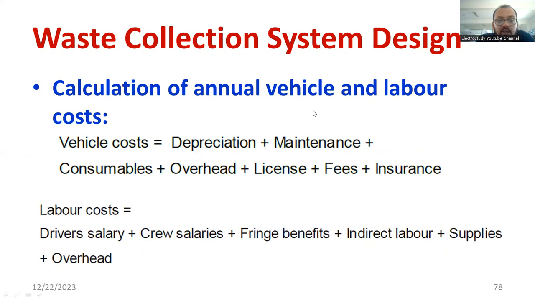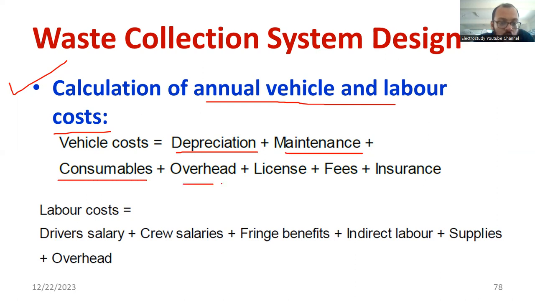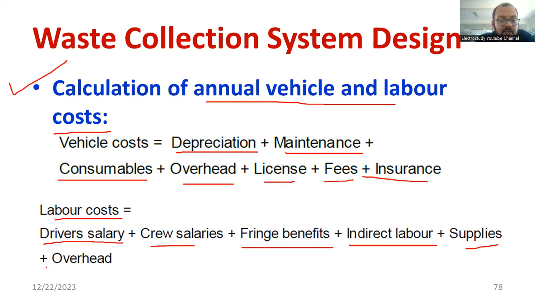Ultimately, we have to calculate the annual cost, because we have to consider the financial aspects. We have to calculate the annual vehicle cost and labor cost. The vehicle cost depends on depreciation, maintenance charge, consumables, overhead, license fees, and insurance. All these parameters we have to consider. For the labor cost, I need to consider driver salary, crew salary, fringe benefit, indirect labor cost, and supplies and overhead charges. These two parameters also you have to consider.